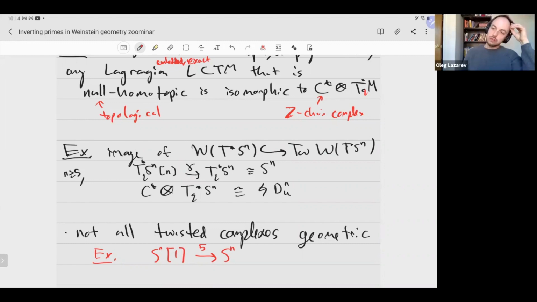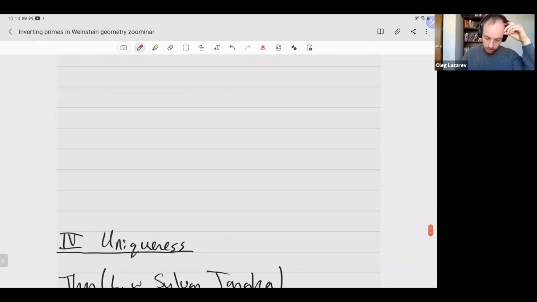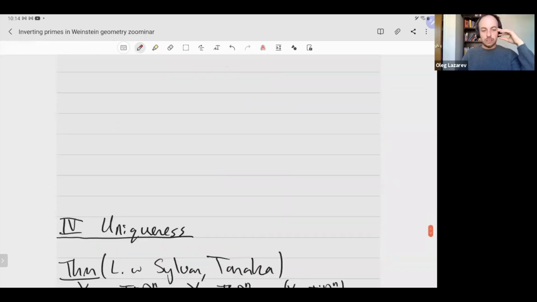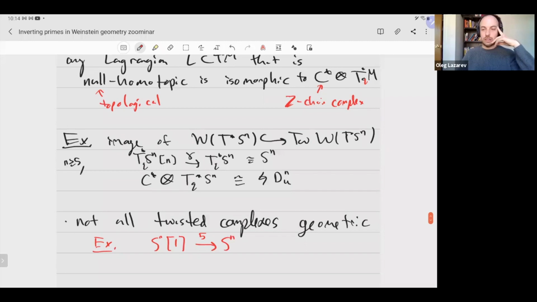Okay. Are there any more questions? Well, I think the next part was going to be a discussion of this uniqueness theorem up to stabilization and subcriticals, but it seems like I'm out of time. So I think this is a good place to stop. If people want me to talk about that later, I'd be happy to. So thanks for listening. Thank you very much, Oleg.